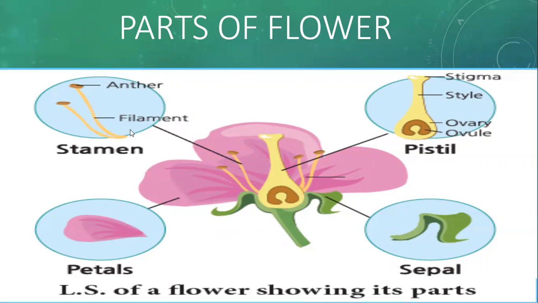In the accessory parts, the stamen is the male reproductive part. The female reproductive part is the pistil, which has the stigma, style, and ovary. Within the ovary there is the ovule. So this is the female reproductive part. These are the parts of the flower.